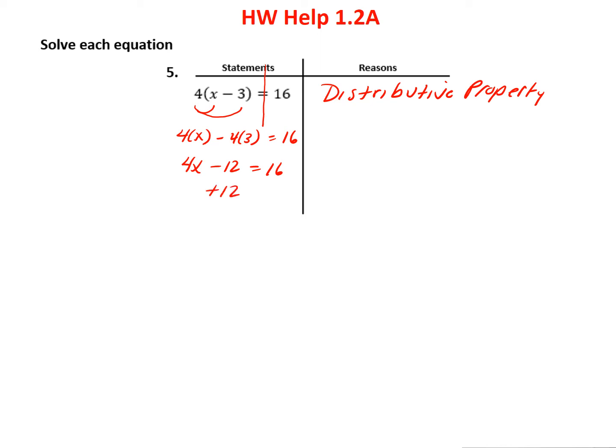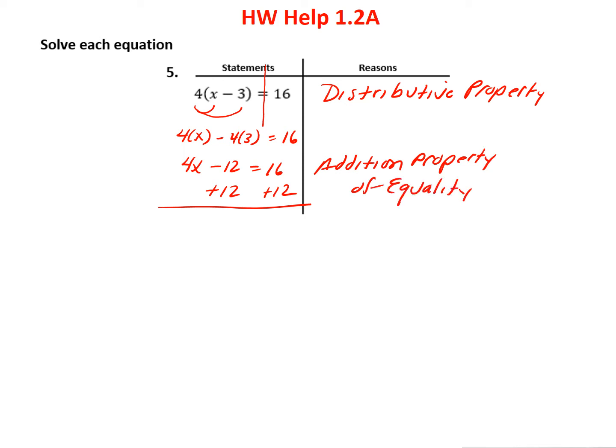So I'll add 12 here, and I've got to do the same to both sides, and that's using the addition property of equality. Negative 12 plus 12 is 0. So I'm left with 4x on this side. 16 plus 12 is 28.